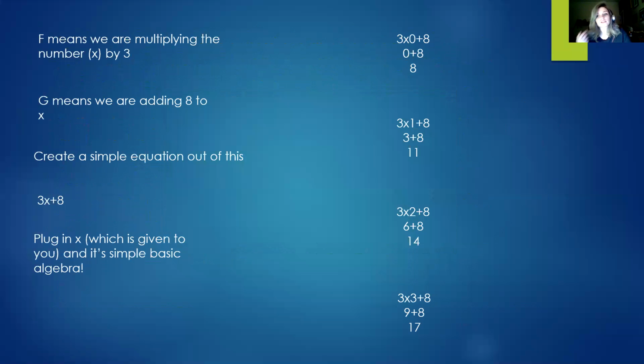So if we just pick out the problem, we can see that F means in the equation that we are multiplying x by 3. We can do that. We see that G means that we are adding 8 to x. Again, we can do that. And then we get the equation 3x plus 8. And then, to make things even better, x is given to us. So it just makes it a simple algebra equation.